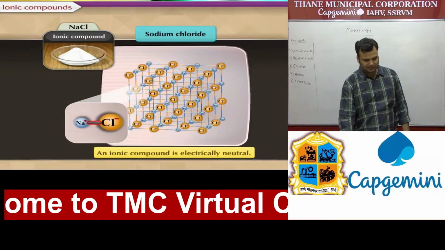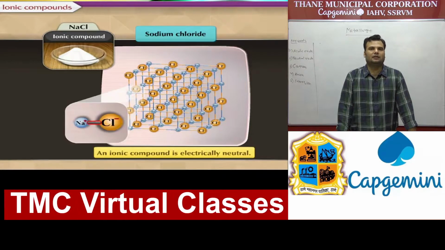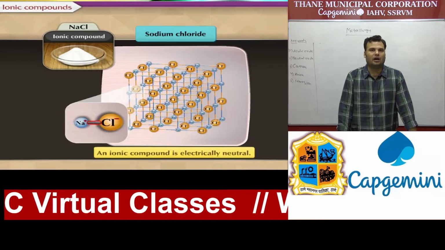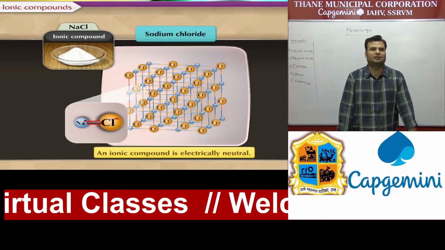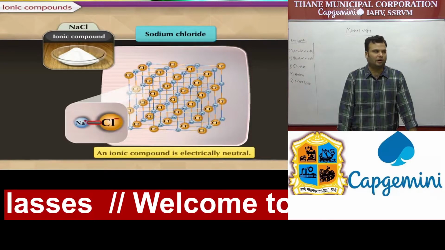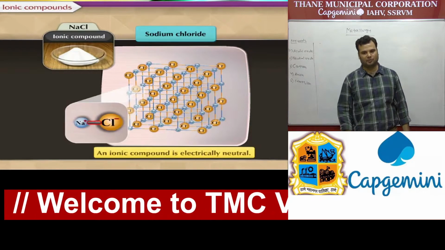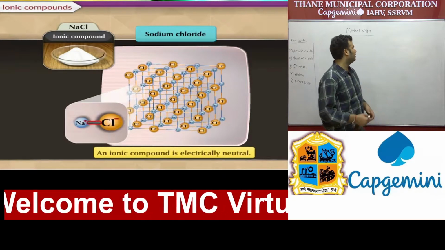Now the next part of this lesson is very important, students. From the exam point of view, they will ask you to define an ionic compound. They will also ask you to write some physical properties of ionic compounds. So we have to start. First we have to understand what an ionic compound is. So let's start ionic compounds.